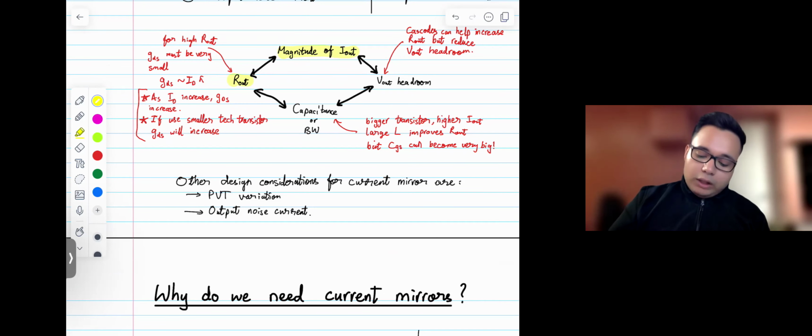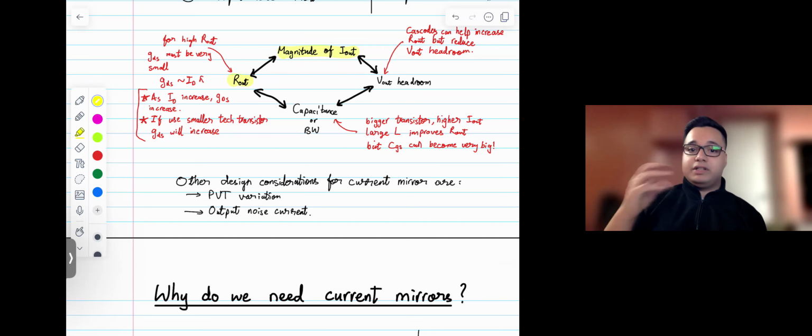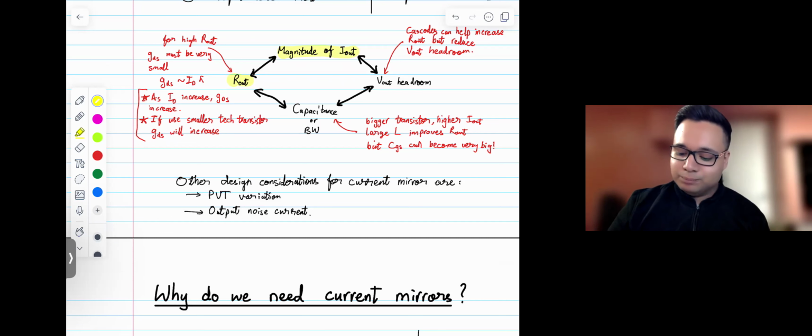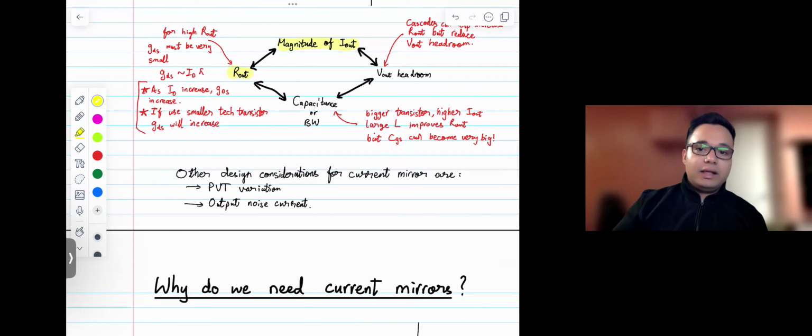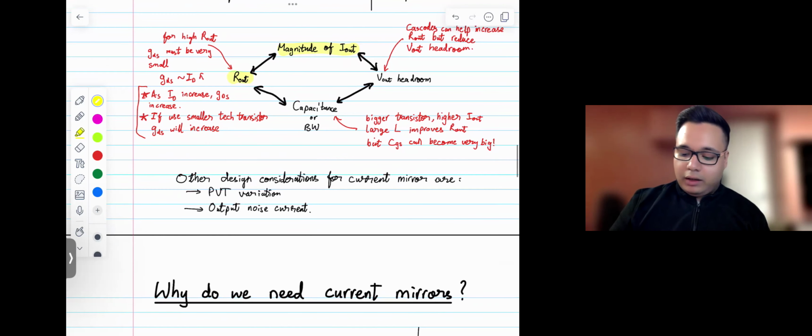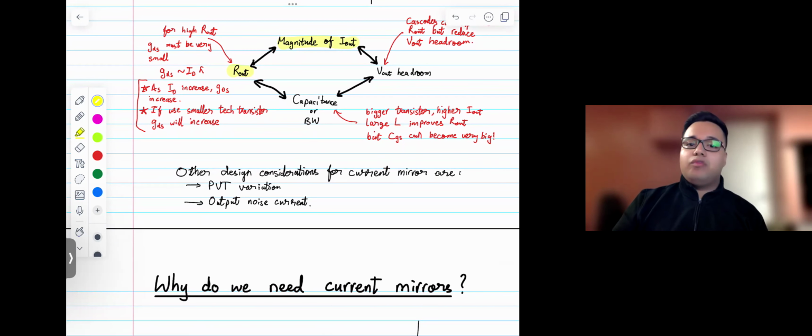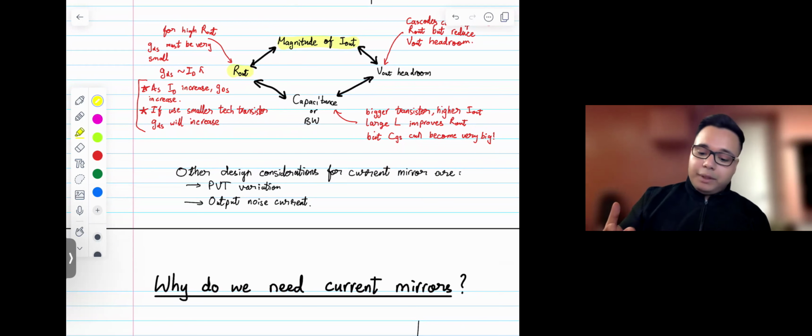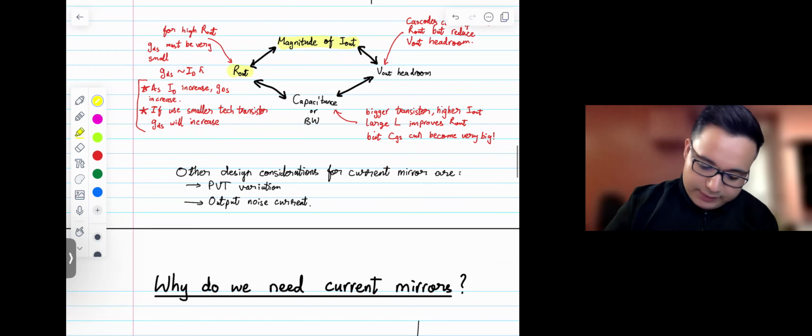So okay, well, what kind of price would you potentially pay for a bigger size transistor? The parasitic capacitances of the transistor would increase with size. If you have a bigger width and length, parasitic capacitances like CGS and other capacitances would increase, and so the bandwidth of the mirror would decrease. So in this case, you would be potentially trading off R out or the magnitude of I out with the bandwidth. So that's another trade-off.